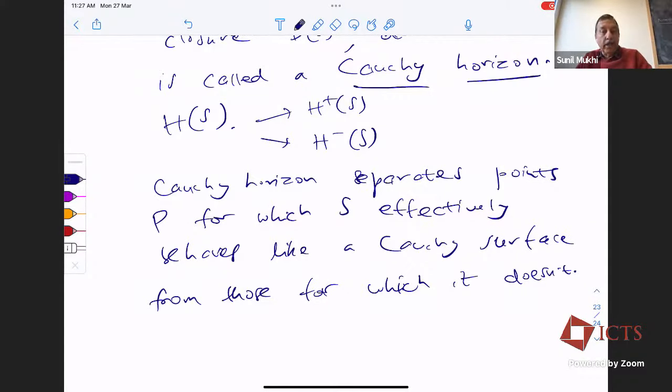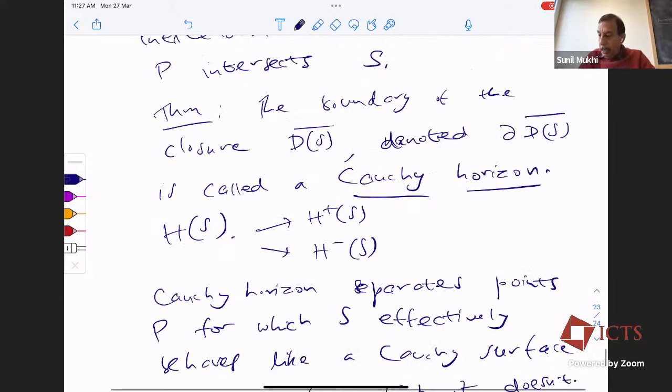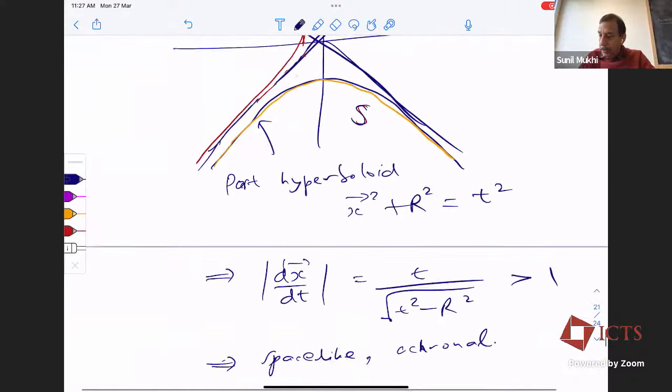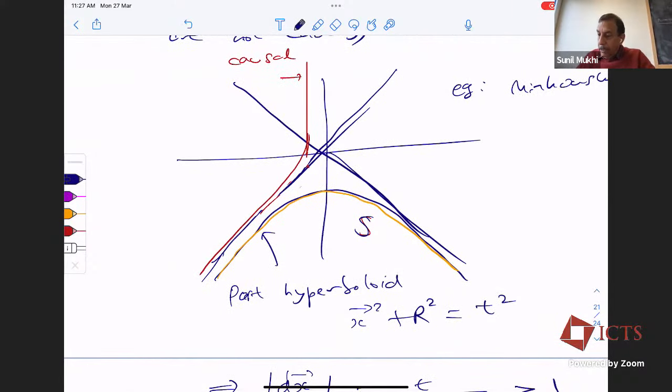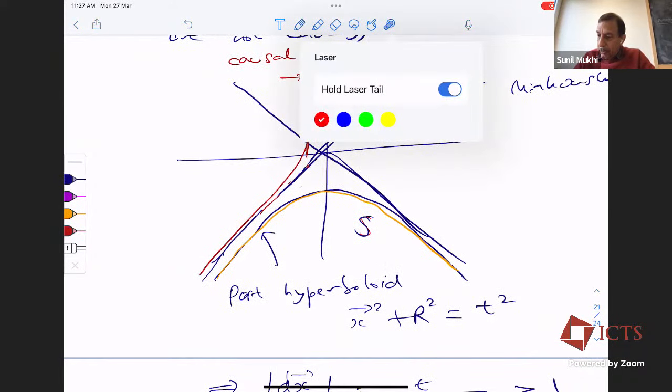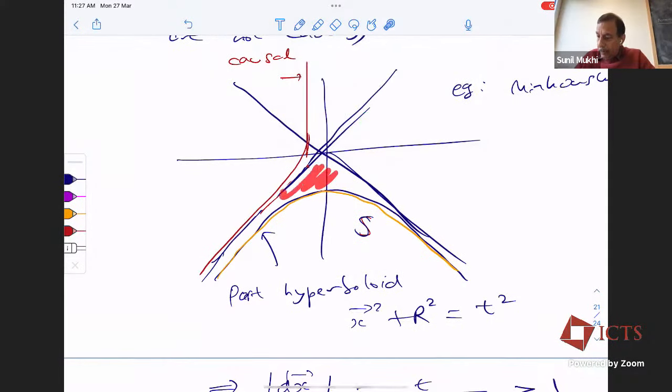It acts as a separator between those places for which you can think of S as predicting data there, and those parts of the manifold for which you can't. And I can't do any better than show you back this figure. You see here that this stuff is the future domain of dependence of my yellow hyperboloid, right? So if I'm in that red shaded region, then I'm in D of S.